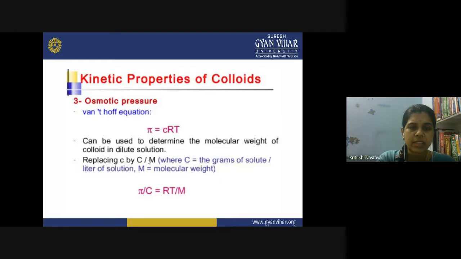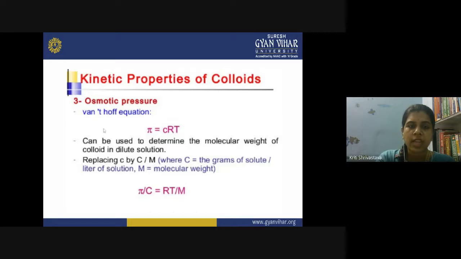So you just replace this C. C is the concentration. You replace it by C upon M, where C is the grams of the solute per liter of the solution, and M is the molecular weight. So when you replace these quantities here, and when you perform an experiment to find out the osmotic pressure of a particular substance at a certain temperature, then by putting all these quantities in this equation, you can find out the value of M. That is, you can calculate the molecular weight of the substance.